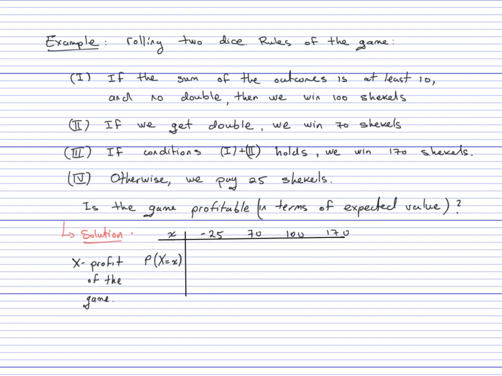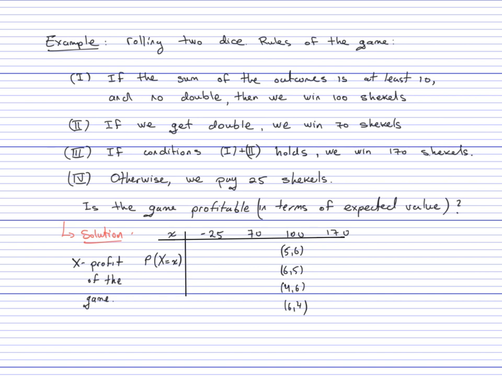So let's start with the easiest one. Let's start with 70. What exactly? Or even let's start with 100. It's even easier. When exactly can we get 100 shekels? 100 shekels we can get only if the outcome is at least 10 and we don't have any doubles. So here are the possibilities. It can be 5 and 6, 6 and 5, 4 and 6, or 6 and 4.